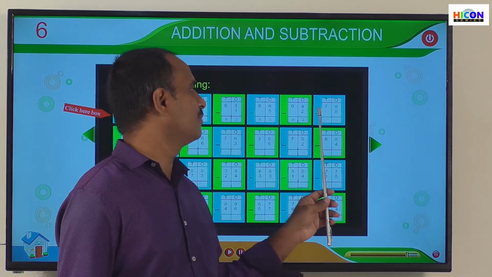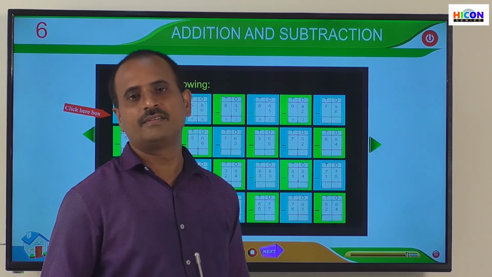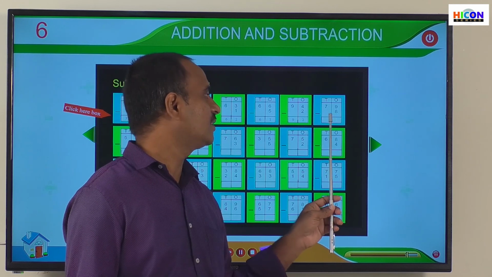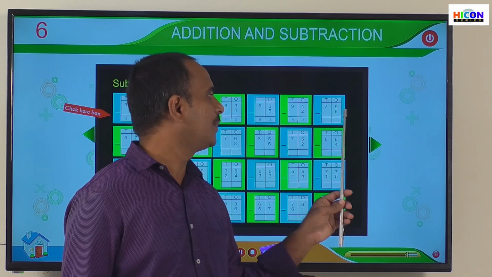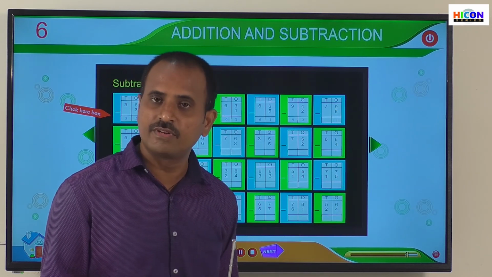So what is the first number here? 79. And what is the second number here? 8. So first subtract the digits present in the ones place. What are the digits present here? 9 and 8. So first open 9 fingers and close 8 fingers, and the remaining fingers will be the answer.